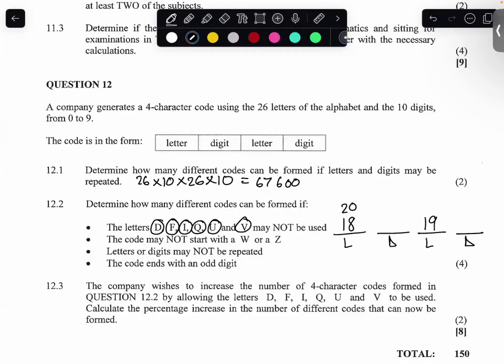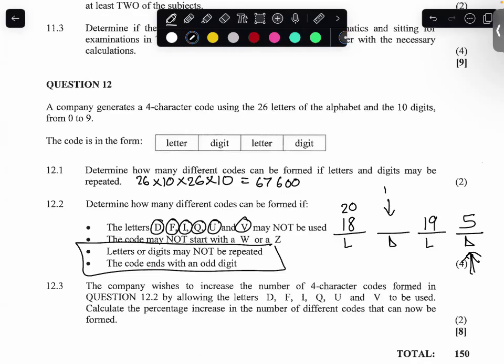The only restriction for digits is that the code ends with an odd digit. So I'm going to go here first. It ends with an odd digit. Odd is 1, 3, 5, 7, 9. That means 5 options there. So the code is going to end with that digit. One of the digits was put down from 1, 3, 5, 7, 9.